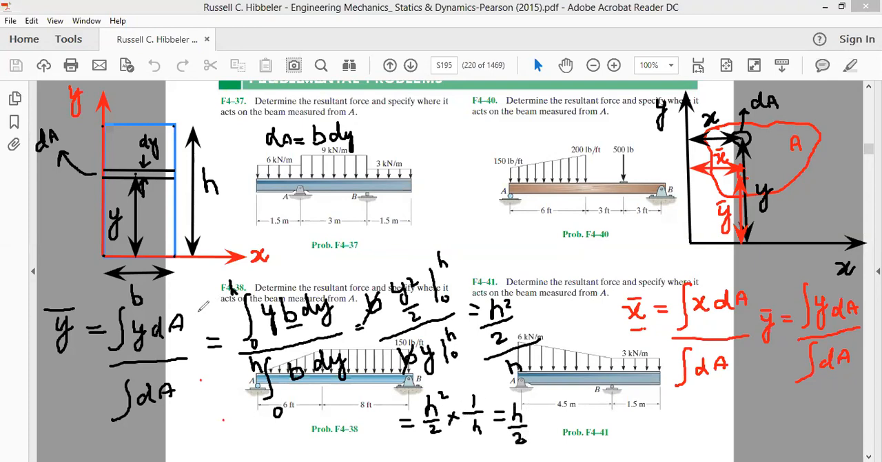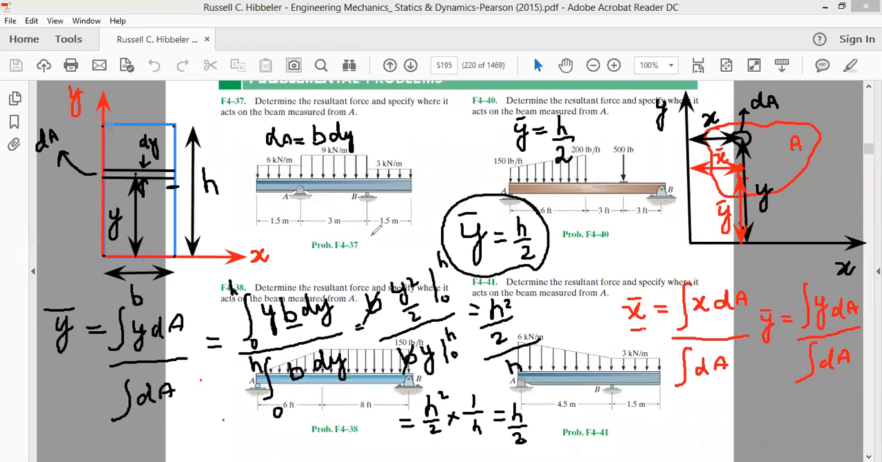What does this mean? The y coordinate of the centroid is at a distance of h by 2, at the center. So if you are asked, for a rectangle, what is the y coordinate of its centroid, it will be half the value of h, that is h by 2. I hope you understood how we find the y coordinate of the centroid. So I will write here that the y coordinate of the centroid of the rectangle is equal to h by 2.